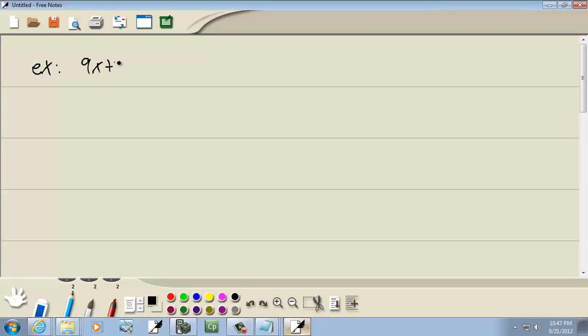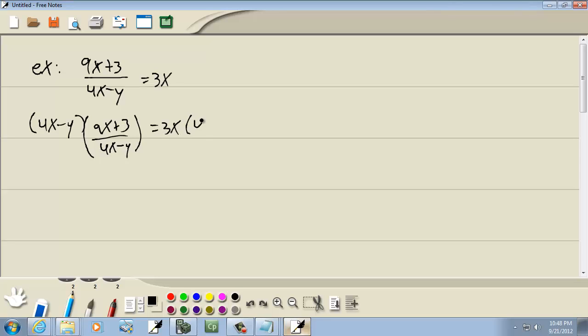So we got (9x plus 3) over (4x minus y) equals 3x. Well, first off, we don't want to do a quotient rule if we can help it. So if we can multiply by the LCM of all our denominators and get rid of the fraction, we will. So we'll multiply everything by 4x minus y. So multiply both sides by 4x minus y.